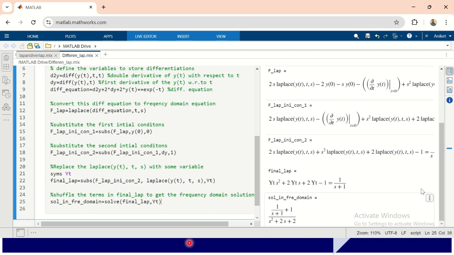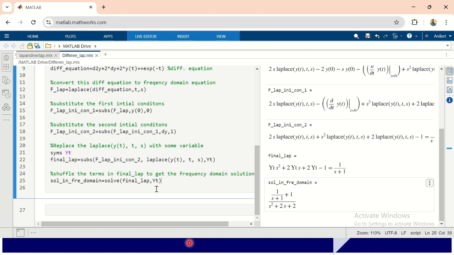So this is the solution in frequency domain. What it did was just take this yt common. First of all, it shifted this minus 1 to add this 1 with 1 upon s plus 1, so this numerator we have obtained. Then take yt common, so remaining terms are s square plus 2s plus 2, and there is no t, so this will become the denominator here. So this is our frequency domain solution.